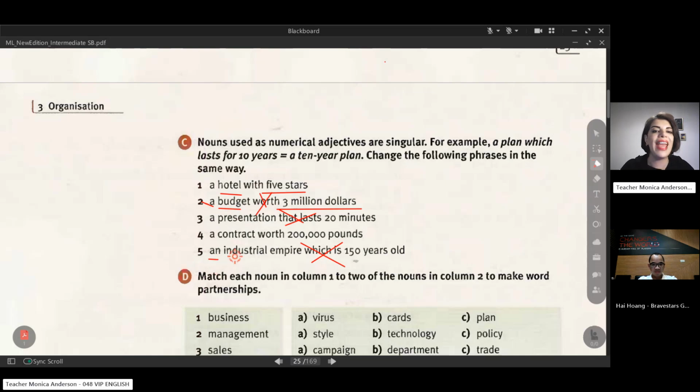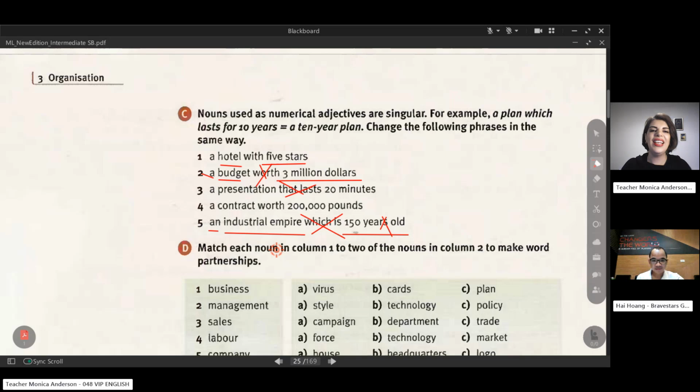Here we have an industrial empire, and it refers to industrial. Here we want to use 150 years old. We say a 150-year-old industrial empire. So this way, you can change, and we call these forms of phrases numerical adjectives.